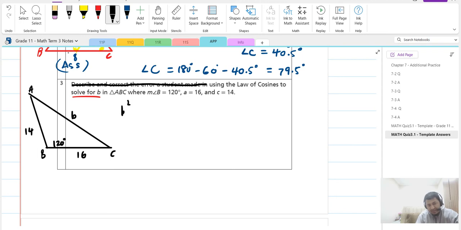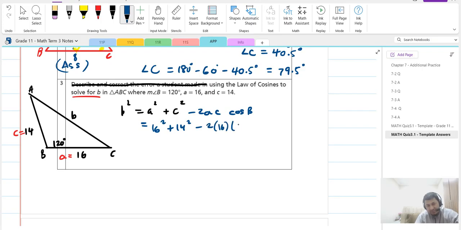So we can write B squared is equal to A squared plus C squared. How do you know what's A and C? Because directly opposite A is 16, that is C, right? So A squared plus C squared minus 2AC cos of B. A squared is 16 squared plus 14 squared minus 2 times 16 times 14 cos of angle B, which is 120. The reason why we're using this is because we have side, angle, side. That's the information given. That's the reason why we are using the cosine rule.